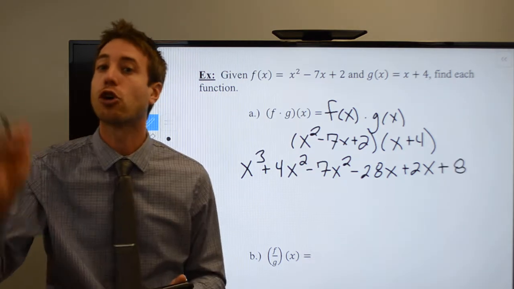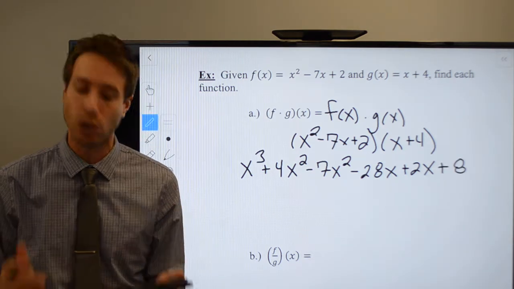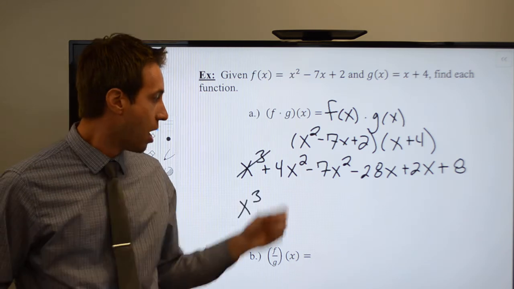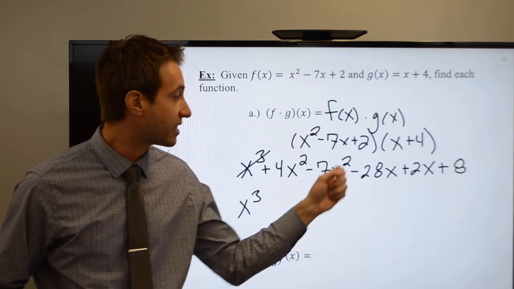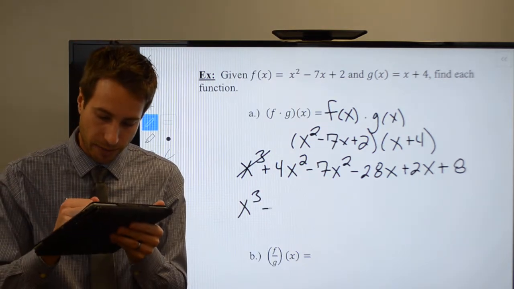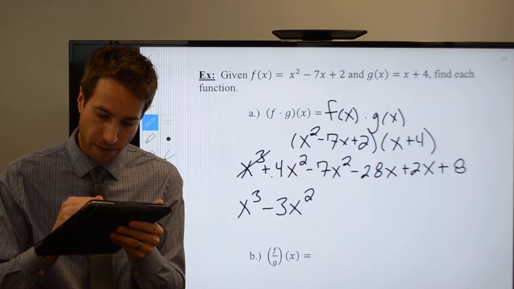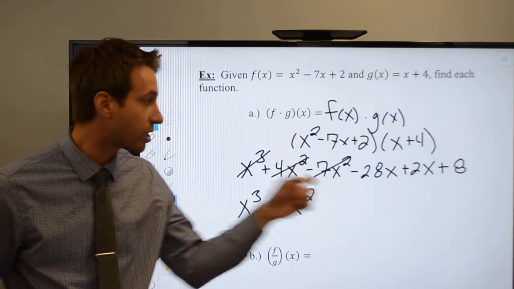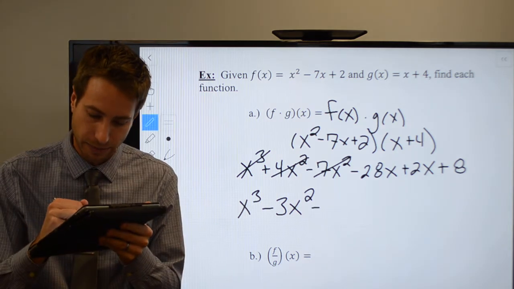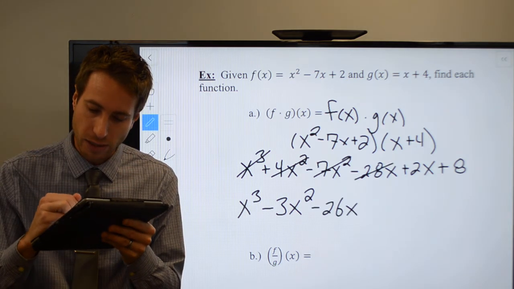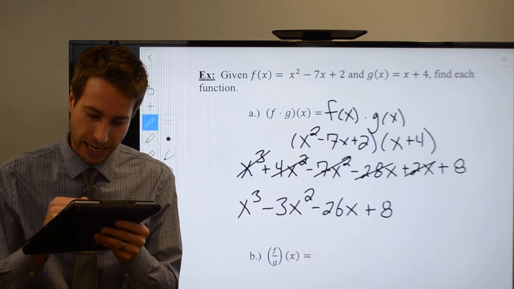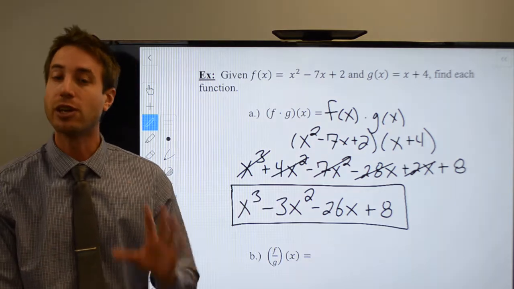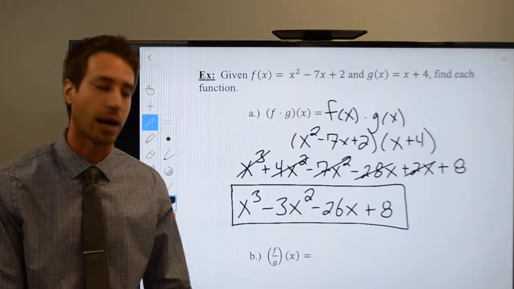Combine like terms, cross them off as you use them so that you don't use them twice. x cubed is my only cubed term. 4x squared minus 7x squared leaves me with a negative 3x squared. Cross them off after I use them. I have a minus 28x and a plus 2x, which is going to leave me with negative 26x. Cross them off as you use them, and then plus 8. There you go. That is your product function, what you get by multiplying f of x times g of x.